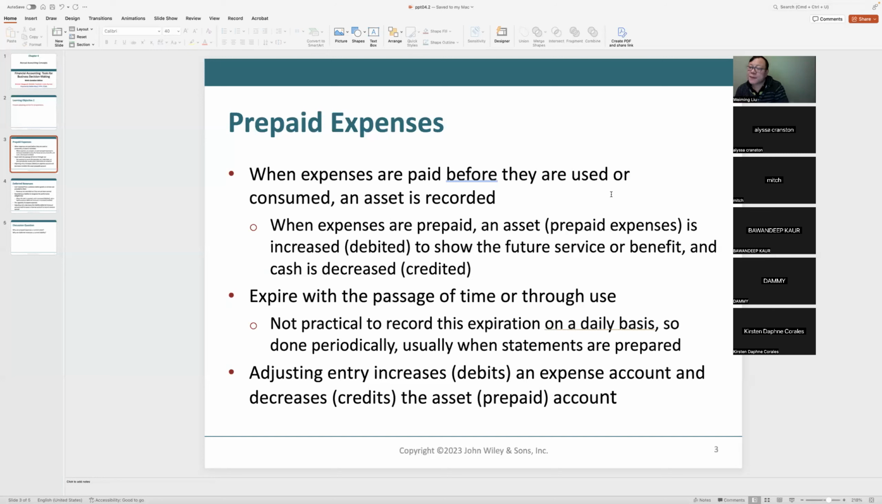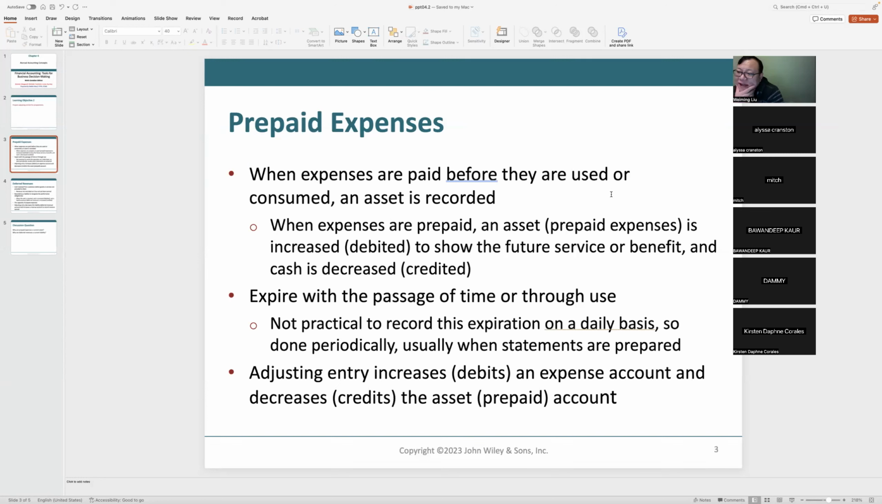So when expenses are prepaid, the asset prepaid expenses is increased to show the future service or benefit. And the cash is decreased. Okay? The cash is decreased.